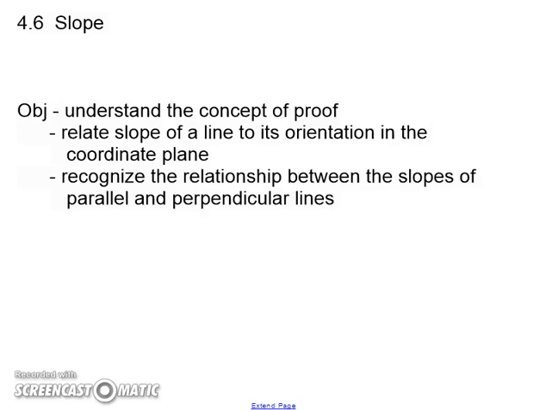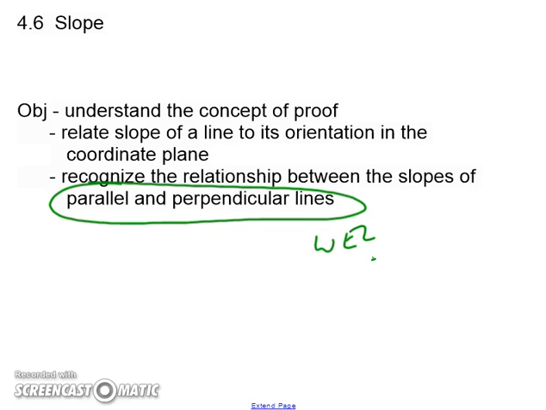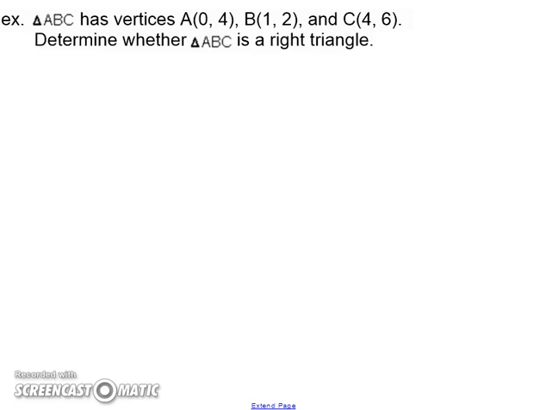Today we're going to talk about 4.6, which is talking about slope and looking at the relationship between parallel and perpendicular lines. We'll talk about writing equations of lines, dealing with our altitudes and our medians and perpendicular bisectors. And so we've been talking about writing equations of lines and reviewing what those things look like in class.